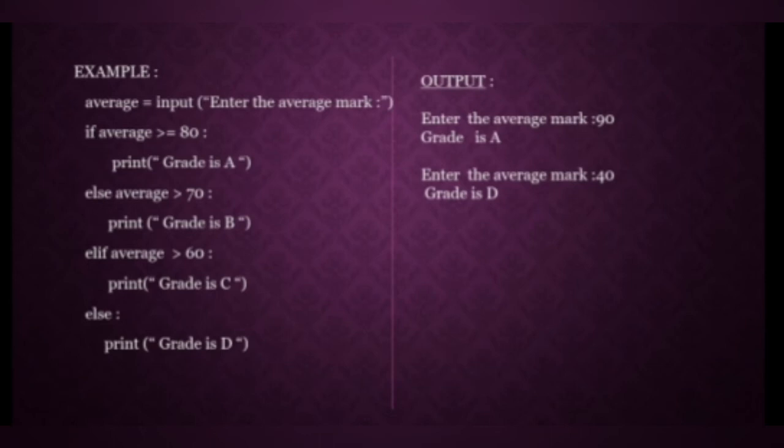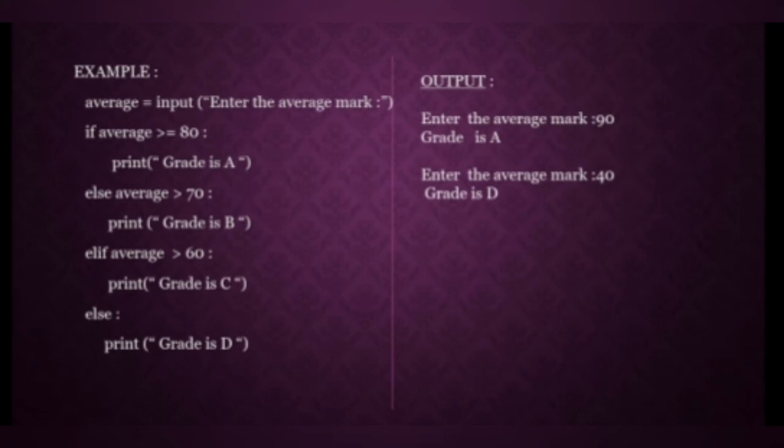average = input("Enter the average mark"). If average >= 80, print "Grade is A". Elif average > 70, print "Grade is B". Elif average > 60, print "Grade is C". Else print "Grade is D".